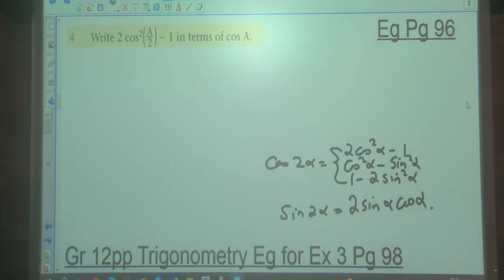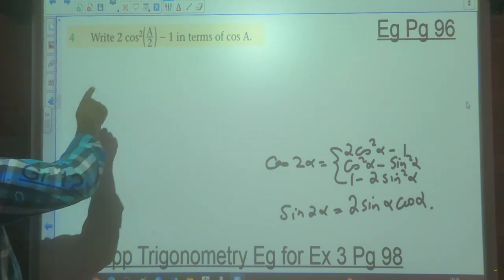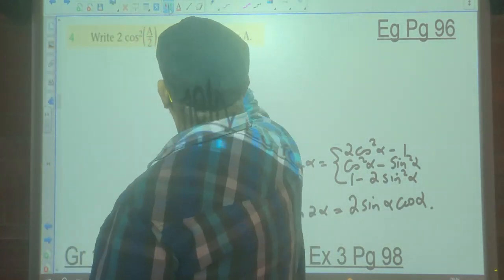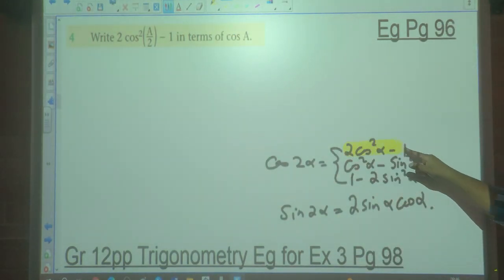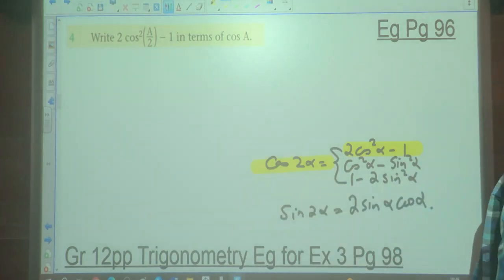Right, here the equation number 4. Write 2 cos squared a over 2 minus 1 in terms of cos a. So what I do, instead of seeing that funny angle there, I replace that in my mind with an alpha. So what I should be seeing is 2 cos squared alpha minus 1. Where did I see that? 2 cos squared alpha minus 1 is also equal to cos 2 alpha.